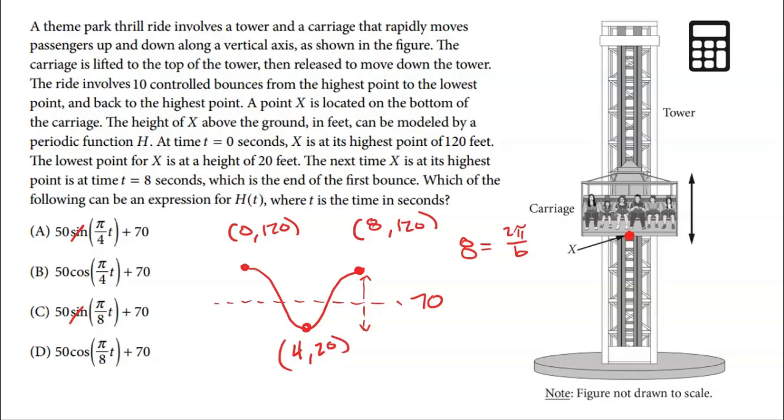Again, I took my period, 8 seconds, and set it equal to 2 pi over b. Multiply the b to the left-hand side, divide by 8, and I get b equals pi over 4. So there we go. The correct answer is B. It's the only one that has the proper midline and the proper amplitude. It's cosine, which makes a ton of sense for the graph based on starting at the max and ending at the max. And then, again, that b value is pi over 4.